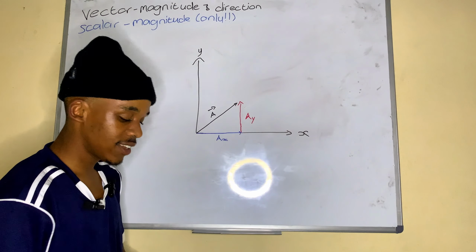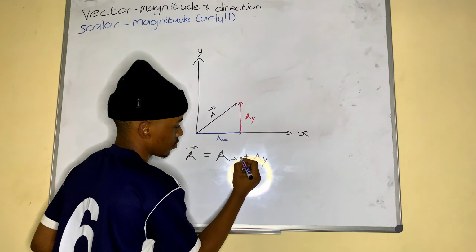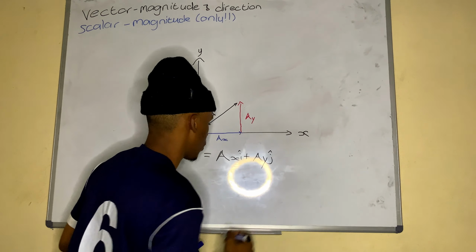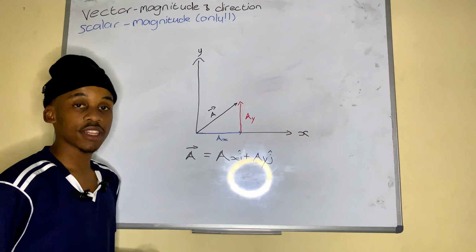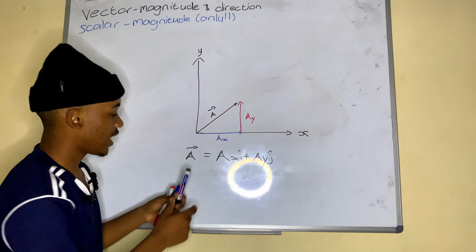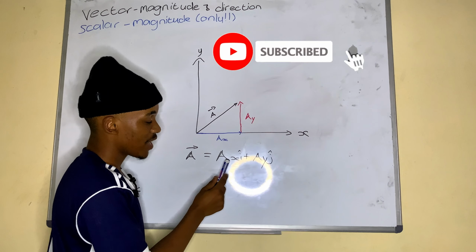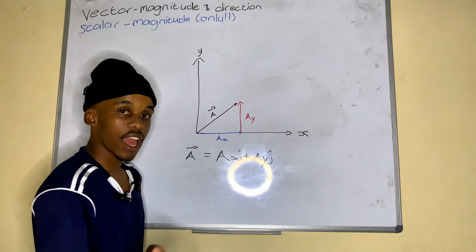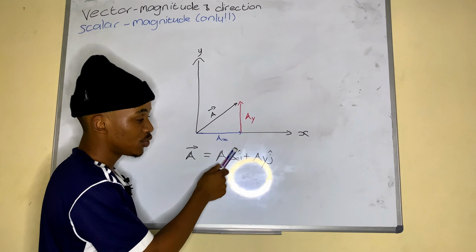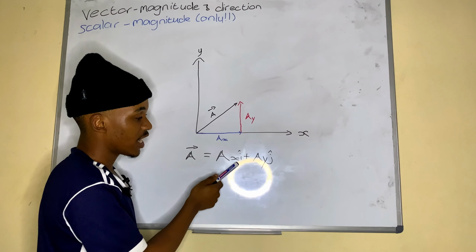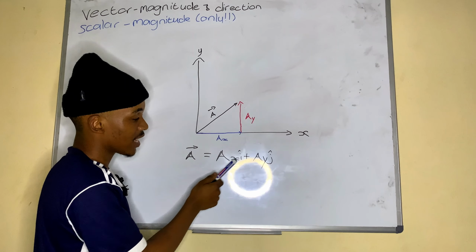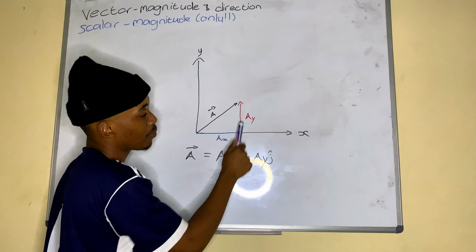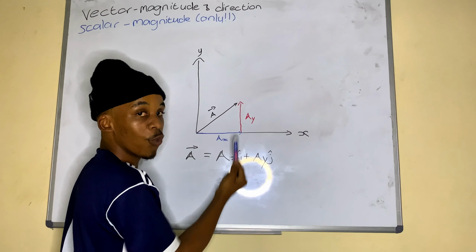And to write these down or to illustrate this mathematically, we will say that vector A is the sum of ax i cap plus ay j cap. To repeat it again, we've said that these unit vectors are used to illustrate the direction. And so if we have this i cap, it means that vector ax lies along the x-axis, and j cap means that vector ay lies along the y-axis.